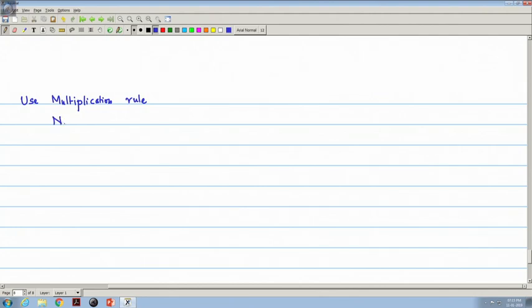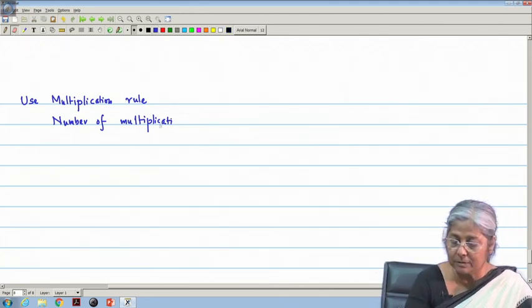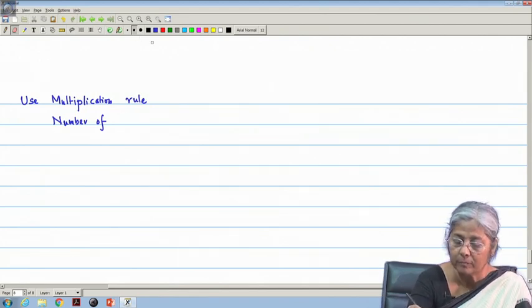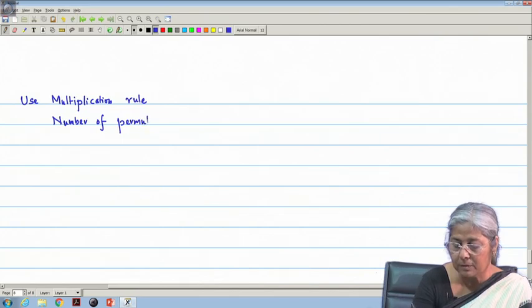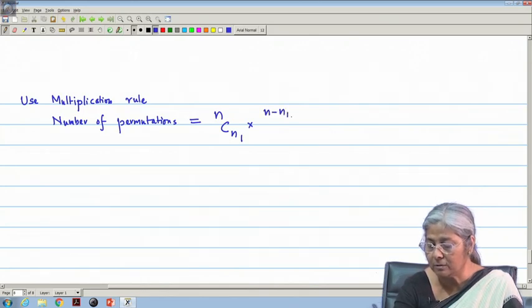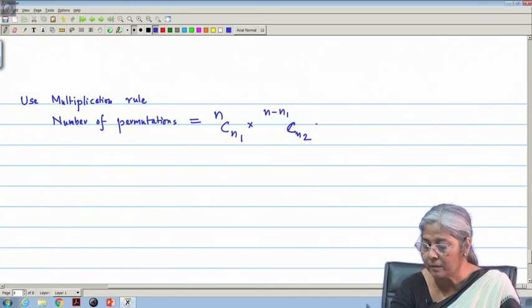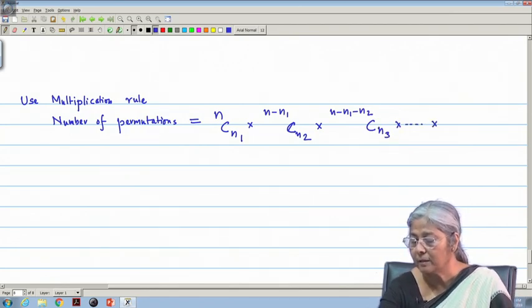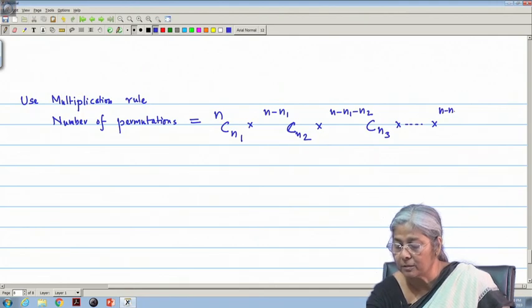And we can get the number of permutations equal to, for the A1 objects nCn1, then n minus n1 C n2, then n minus n1 minus n2 C n3, and in this way for AK, n minus n1 minus n2 minus up to nk minus 1 C nk.